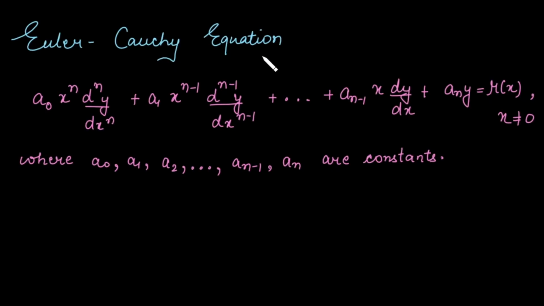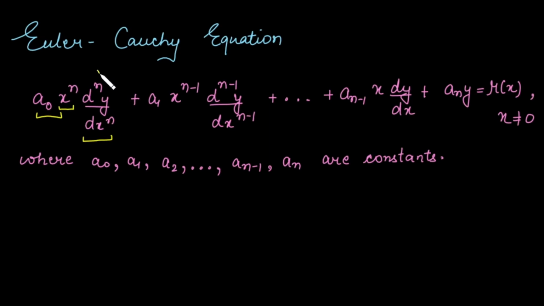Euler-Cauchy Differential Equation. It is a special form of a differential equation where we have a variable coefficient. For instance, in this case, it is the nth order derivative of dependent variable y with respect to x. What is the coefficient of this one? That is a naught into x raised to power n. So this a naught is constant and there is a variable coefficient whose power is n.